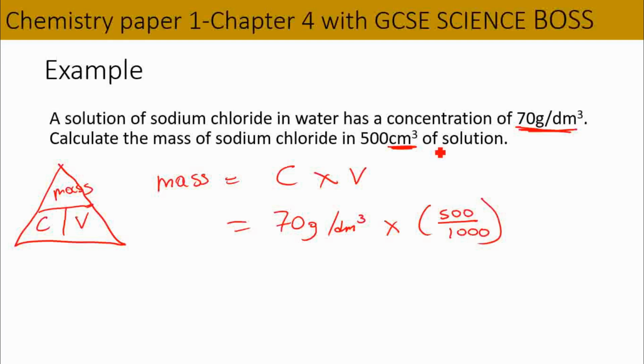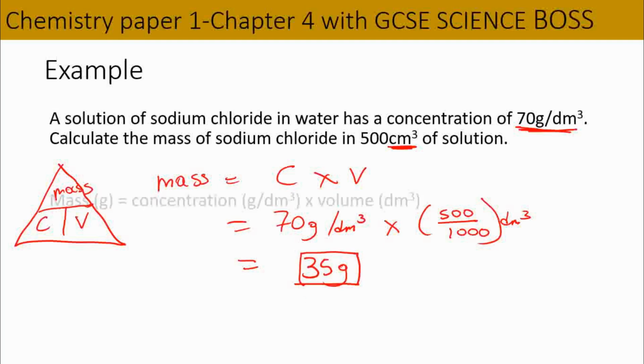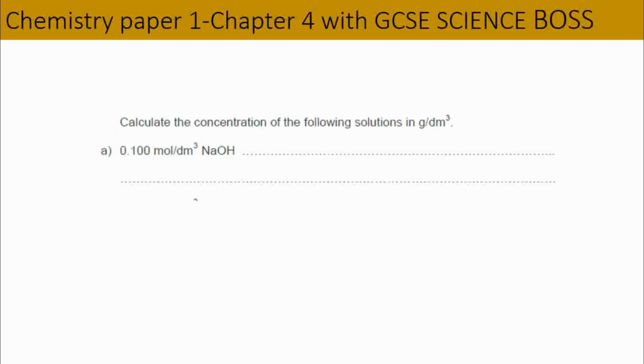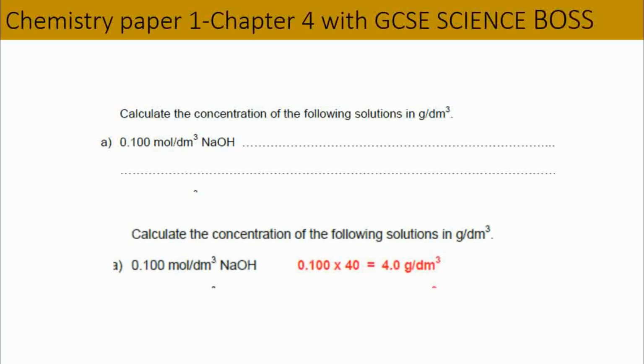Why am I dividing by 1,000? I need to change it to dm cube. Okay, and if you've done all of that correctly, you should get an answer of 35 grams. So 35 grams is needed there. Okay, good. Alright, so here are a few to try.